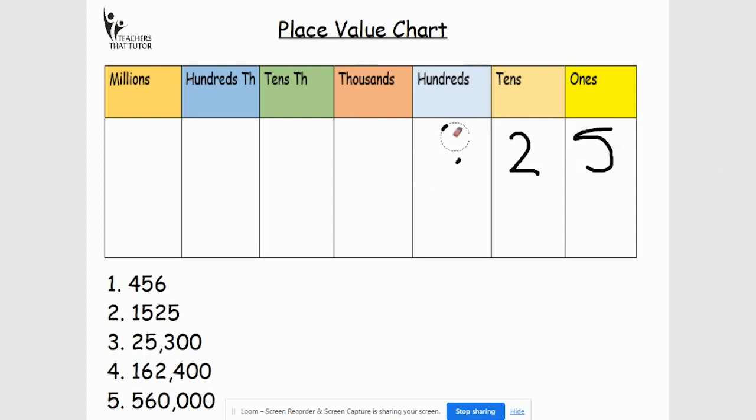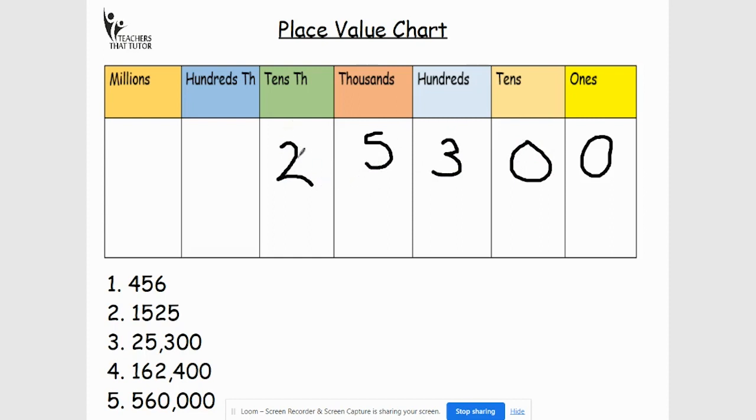Okay, number 3, this time we've got 5 digits here. So we've got a 2, a 5, a 3, a 0, and a 0. So working from the ones, there's going to be 0 ones, there's going to be 0 tens, there's going to be 3 hundreds, there's going to be 5 thousands, and there's going to be 2 tens of thousands. Okay, that's what this digit, when it appears in this column, represents: tens of thousands. So that's 20,000. So this number, when we read it, is 25,300.